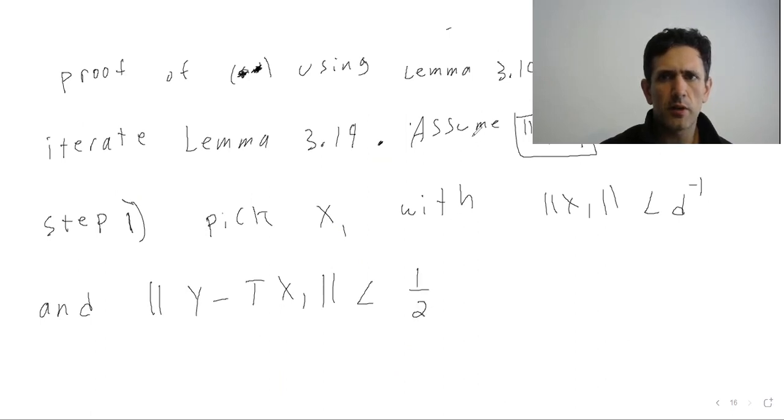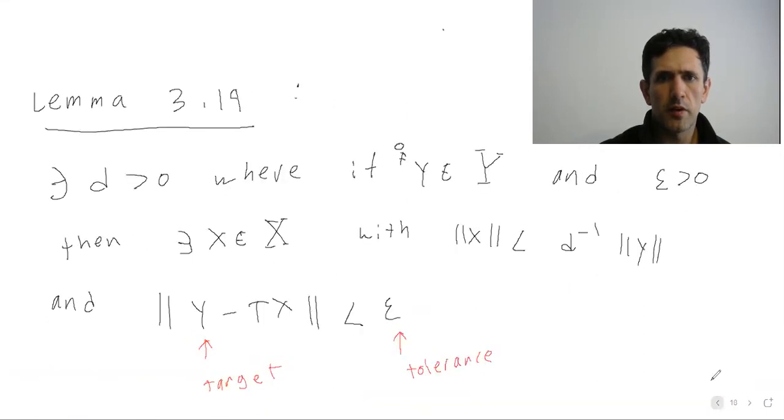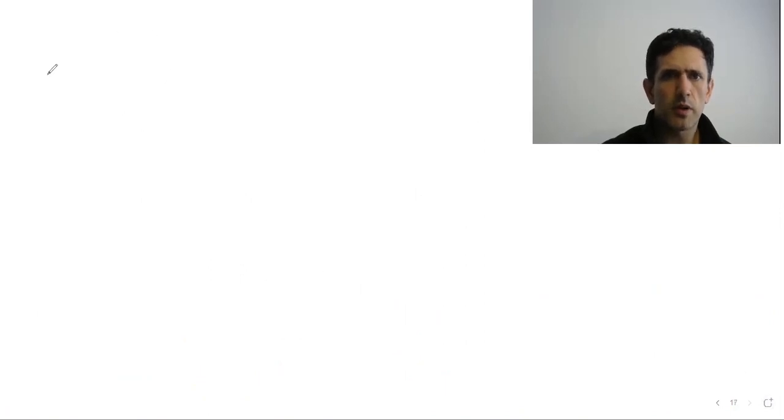So, using lemma 319, this is my tolerance for step 1, and this is my target. Okay, all right, so let's do step 2.